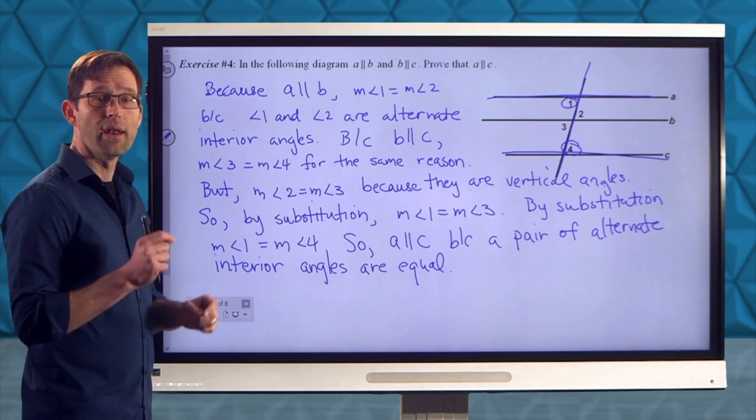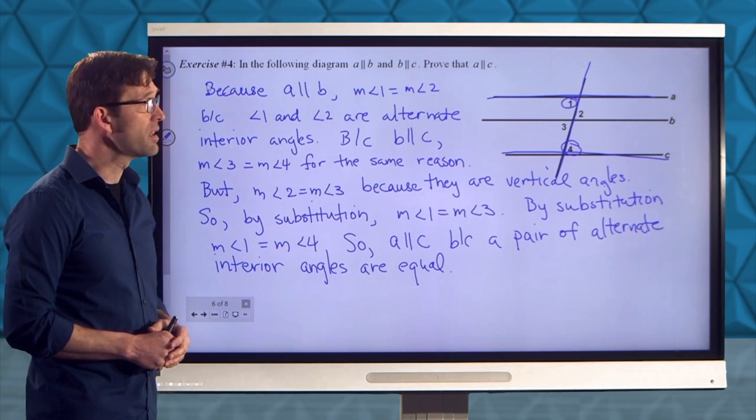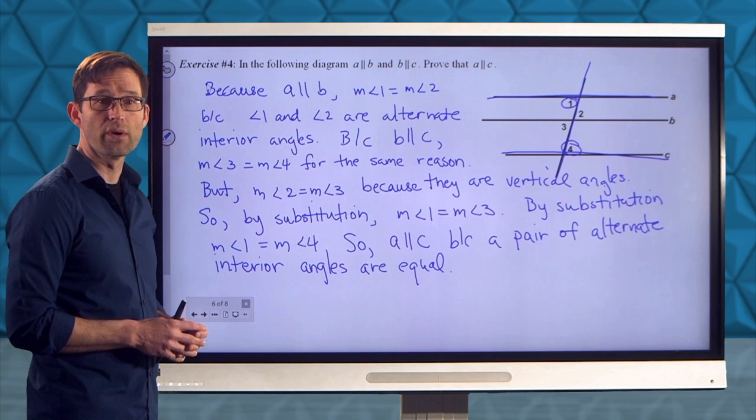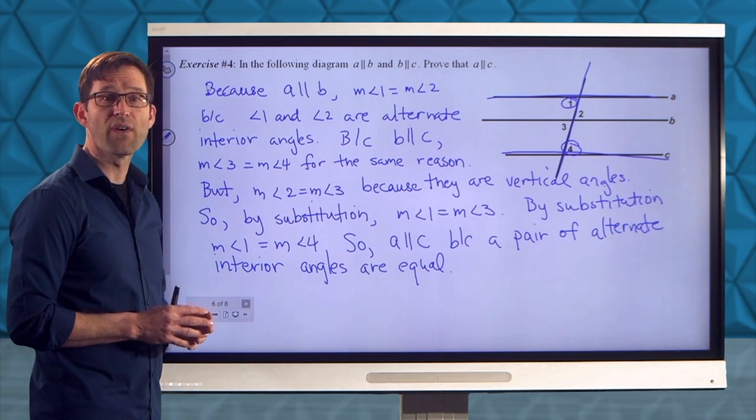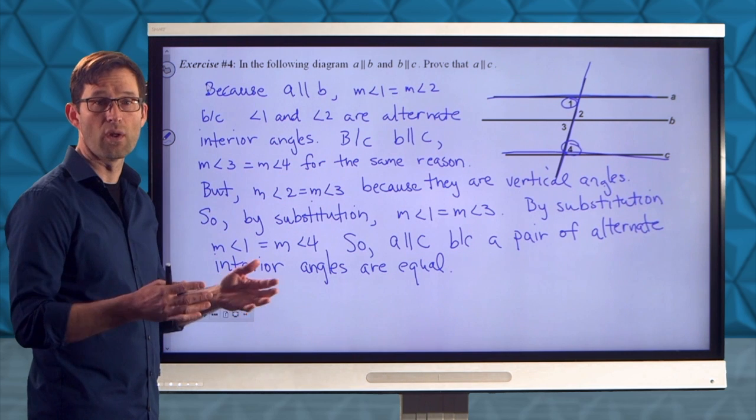It's kind of neat. And it uses both facets of parallel lines, i.e. we use parallel lines to establish angles are equal. And then we turn around and we use the fact that angles are equal to establish that two lines are parallel.